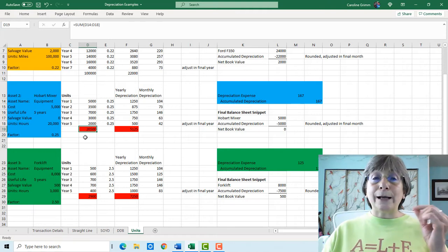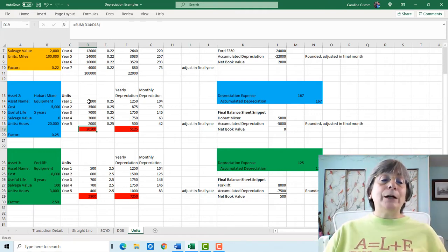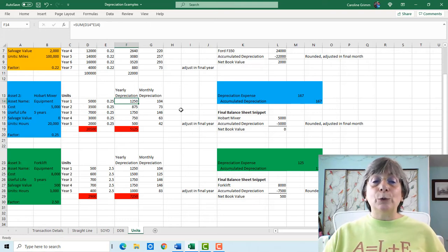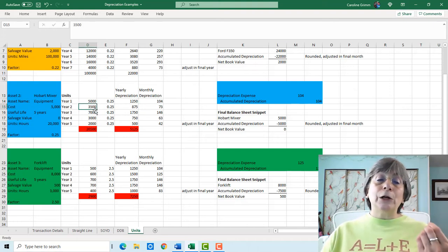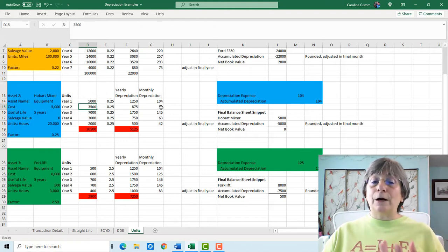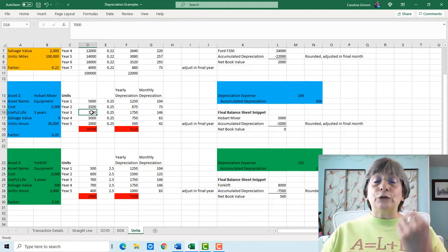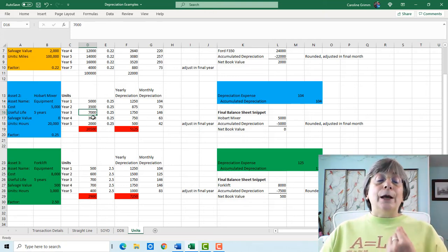So that is a red flag that we're going to need to do something different with our depreciation in that last year. But in the first year, we use 5,000 hours. That's at 25 cents per hour, gives us yearly depreciation, and that gives us a depreciation expense per month of 100. So the second year, we're going to use 3,500 hours, 25 cents per hour, 875, 73. So our usage has gone down that year. It goes up in the third year, and then comes down the next 2 years.